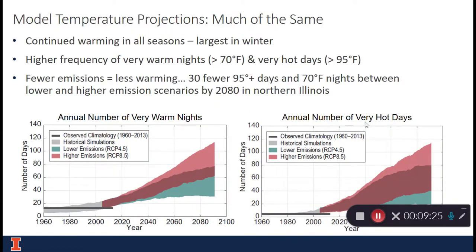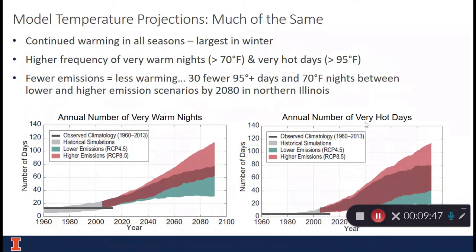So what do models project as what we expect into the future? Well, overall, model temperature projections throughout the 21st century show much of the same throughout Illinois. Continued warming in all seasons, but the largest warming in wintertime, as we've seen in historical records. So winters are projected to continue to warm at a very fast rate.